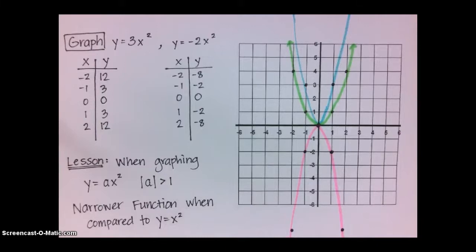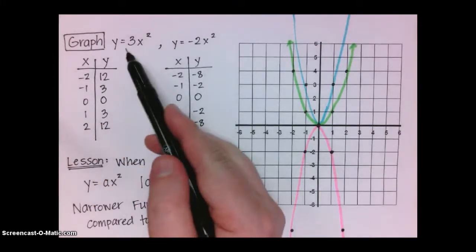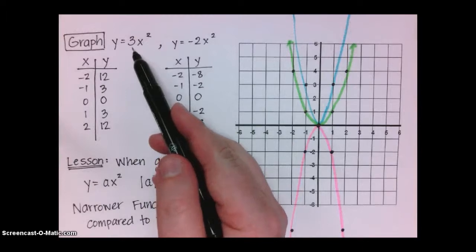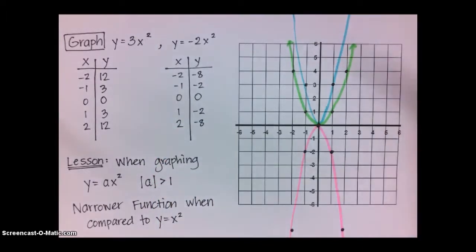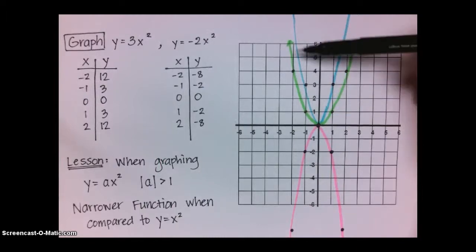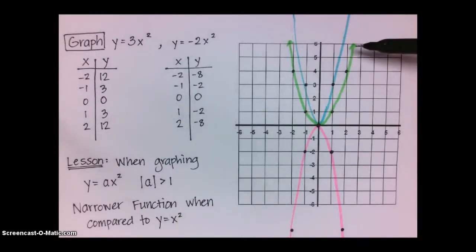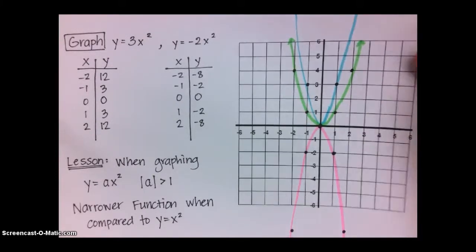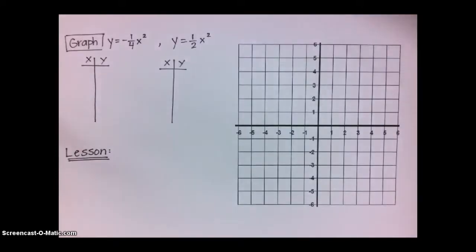Okay, so this is just a good lesson for us to be thinking about. If we automatically see something, maybe it's y is equal to 10x squared, we should know it's going to be a very, very skinny parabola compared to this parent quadratic function. So why don't we move on? Let's see what other types of functions we might be graphing.